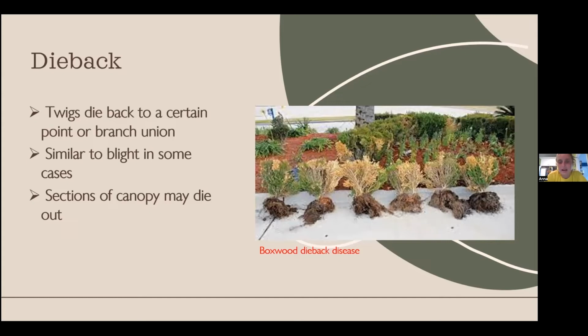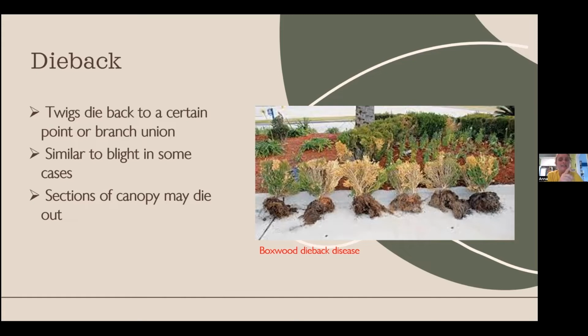This is boxwood dieback disease. And you can see where sections of those boxwoods are starting to die out, but then they're right next to green sections. It usually corresponds to death in the root zone immediately underneath where that dieback is occurring, or maybe there's some sort of infection within the vascular tissue within the stems of that plant that blocks it from getting the nutrients and the water it needs from the root zone. So then we end up with these dead sections.